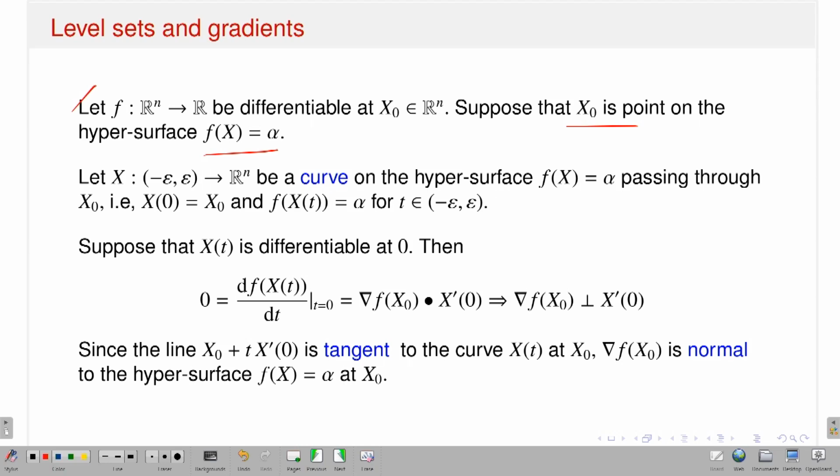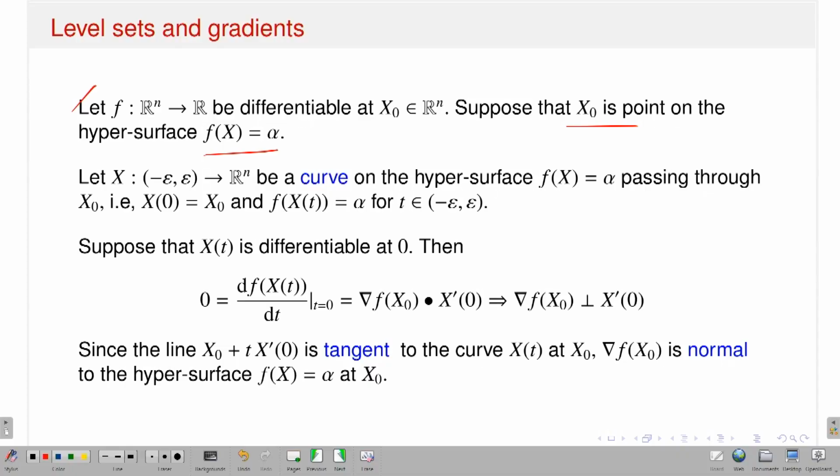So, I have a function f from Rn to R, and I assume that it is differentiable at the point x naught, and I am assuming that x naught is a point coming from the hypersurface f of x is equal to alpha. Then I am saying that suppose capital X is a map from minus epsilon to epsilon into Rn, a curve on the hypersurface f of x is equal to alpha passing through the point x naught. So, that means what do I have?